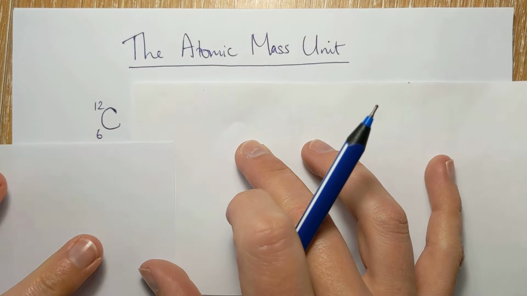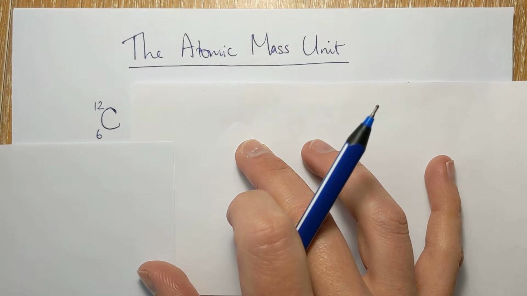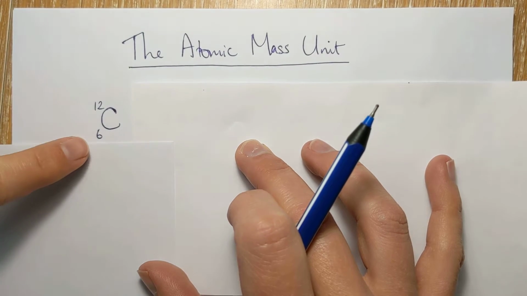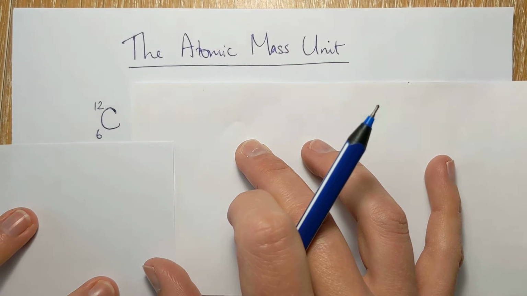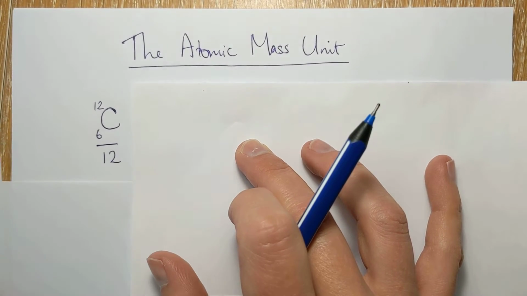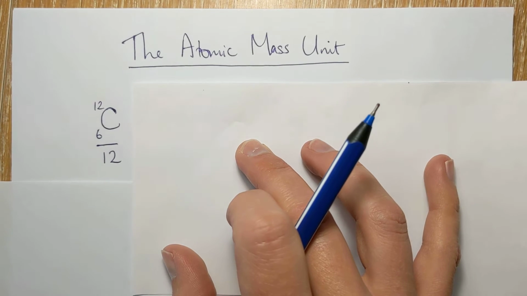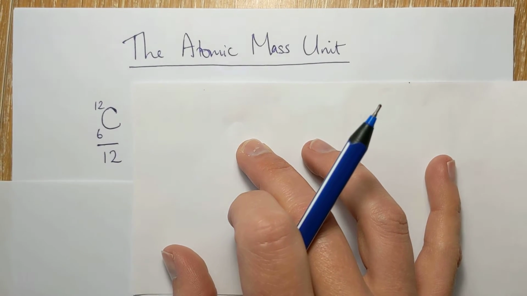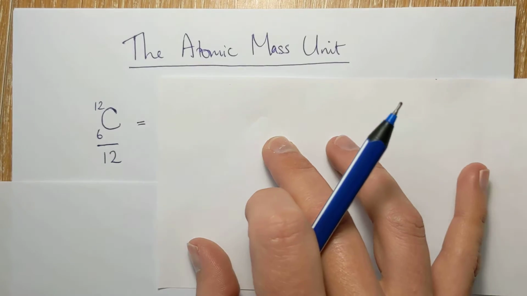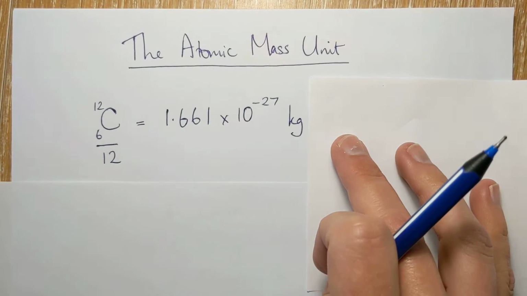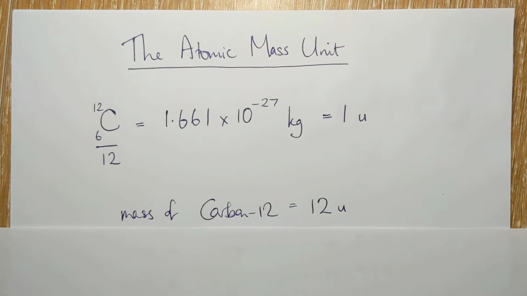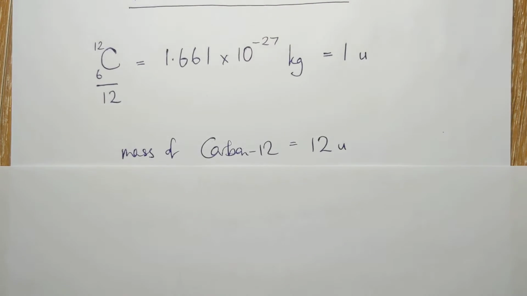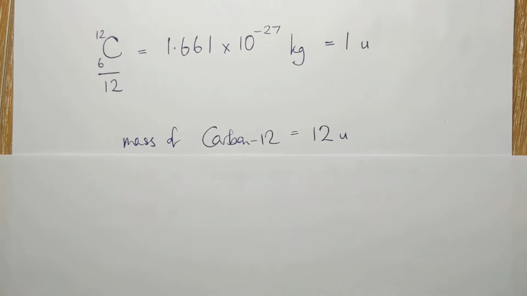So here is the nucleus of a carbon-12 atom. It's got 6 protons and also 6 neutrons. So imagine you take the mass of that nucleus and you divide it by 12. That's going to give you the average mass of a proton or a neutron inside that nucleus. And it's this number in kilograms that is defined as 1 atomic mass unit. So the way we've defined it there, that means that the mass of a carbon-12 nucleus is exactly 12 u.